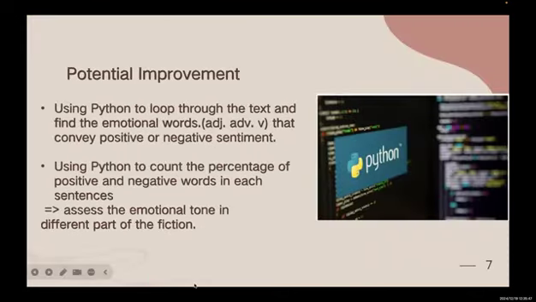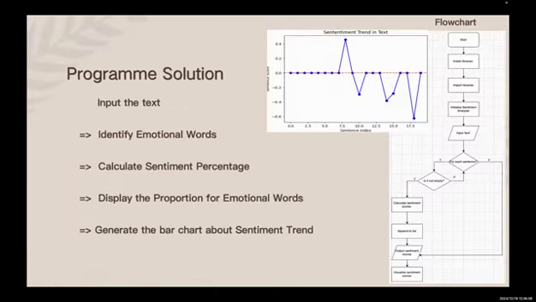But this process is too slow, so to make it more efficient, I will use Python to loop through the text which I want to analyze. Next, I will use Python to count the percentage of positive words and negative words in each sentence. This can help me to assess the emotional tone in different parts of the fiction.